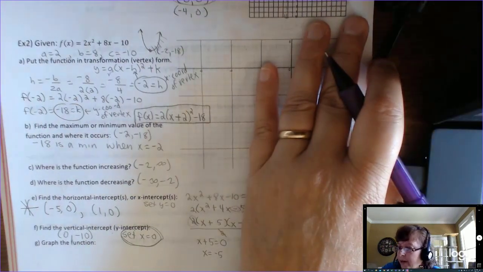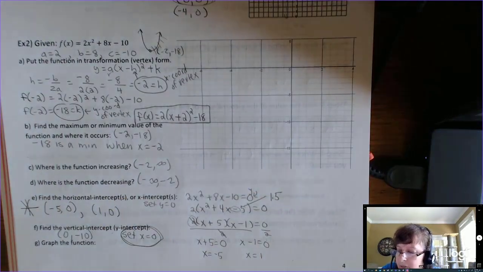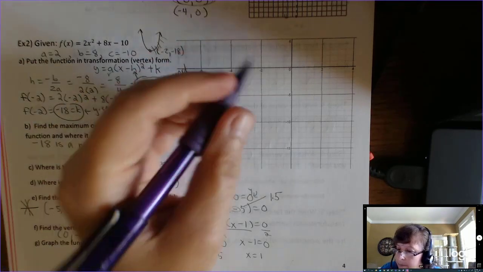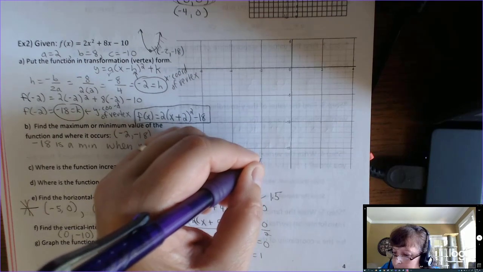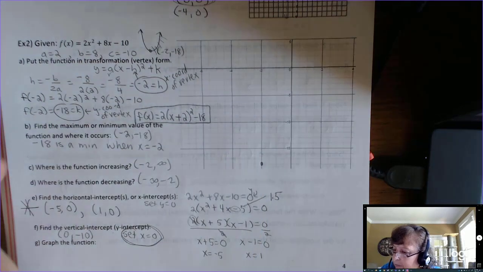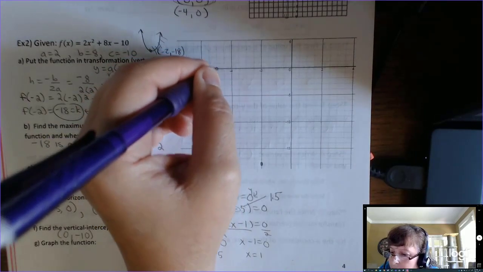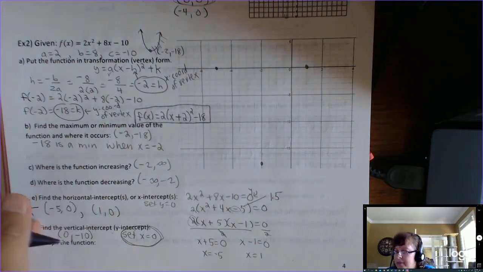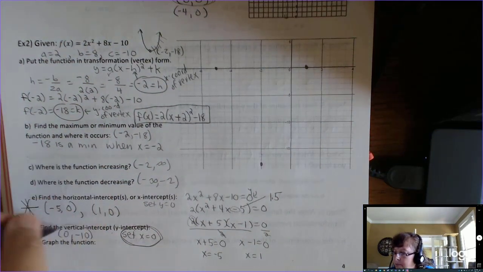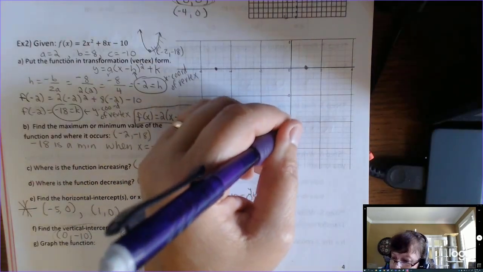Okay, now we're ready to graph it. Notice that I'm counting by 2's on the x-axis and 5's on the y-axis. That's okay to do as long as you number it. So I've got my vertex, -2, -18. I have my x-intercepts, -5, 0, and 1, 0. And this time, see, this is kind of nice. I have an extra point that I didn't have in the other one. 0, -10 is my y-intercept.